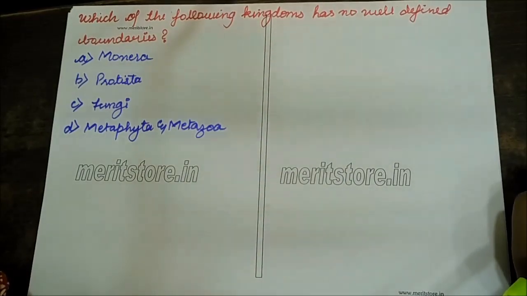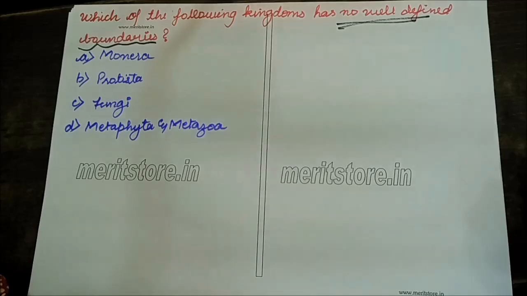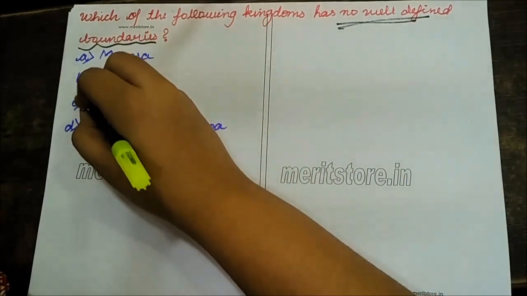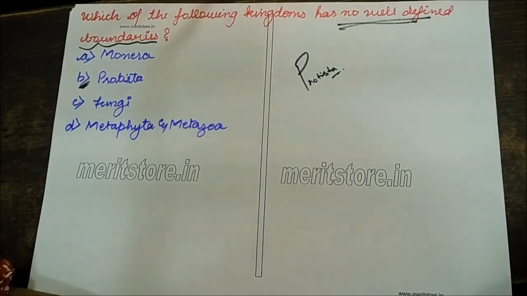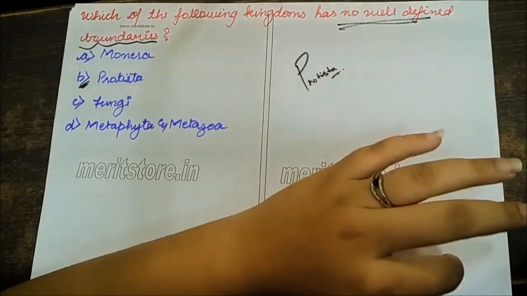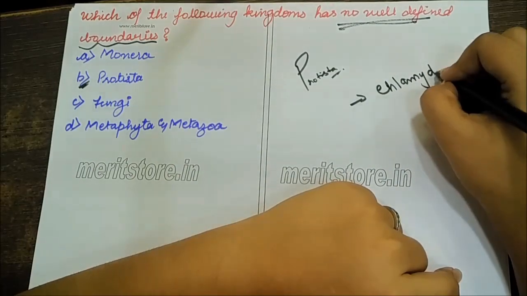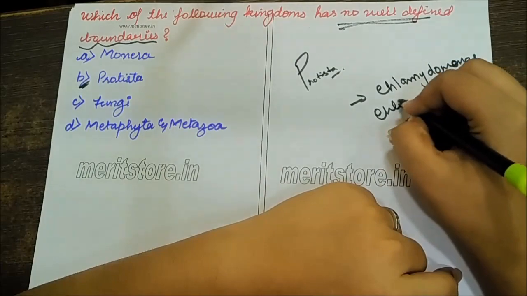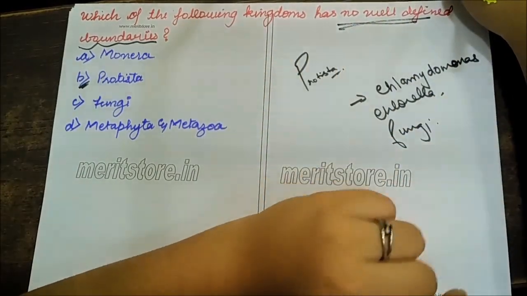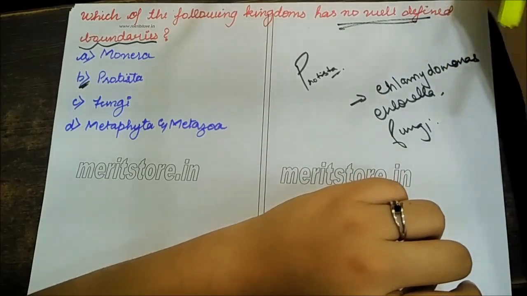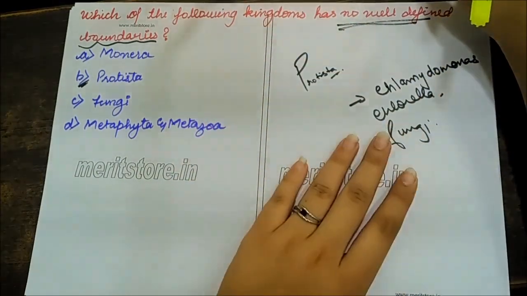And the next question is, which of the following kingdoms has no well-defined boundaries? Monera, Protista, Fungi, or Metaphyta and Metazoa? And the answer for this is Protista. Let's know how. Although all single-celled eukaryotes, except some unicellular algae, for example Chlamydomonas, Chlorella, or fungi, and some animals which are placed in their respective kingdoms along with their closely related multicellular organisms, are placed in kingdom Protista, its boundaries are not well defined.